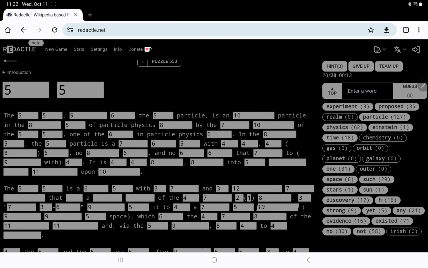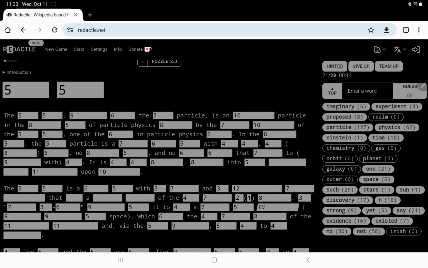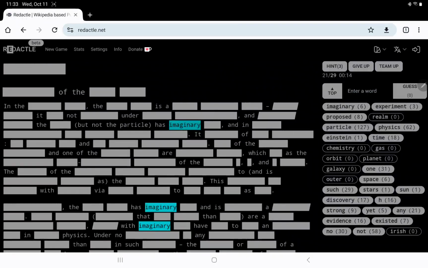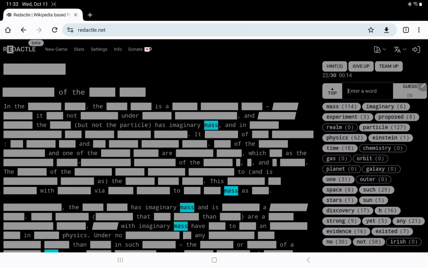The 5-particle. Well, there's the God particle, but what is this? The 5-particle is an imaginary. Let's try it. That's only 9 letters. Oh, we have 6 imaginaries. Has imaginary mass. Ooh. The 5, but not the particle. Okay.